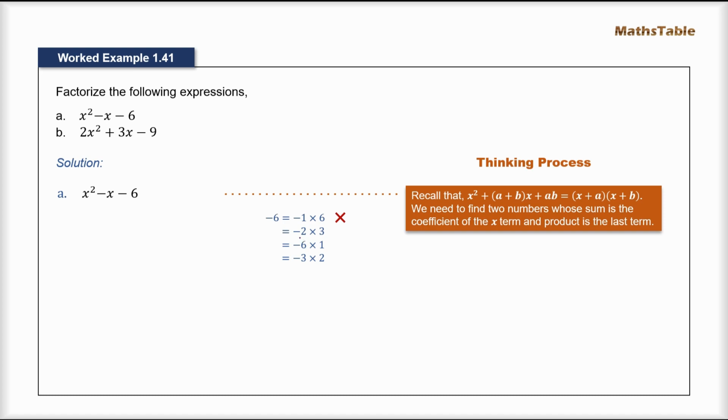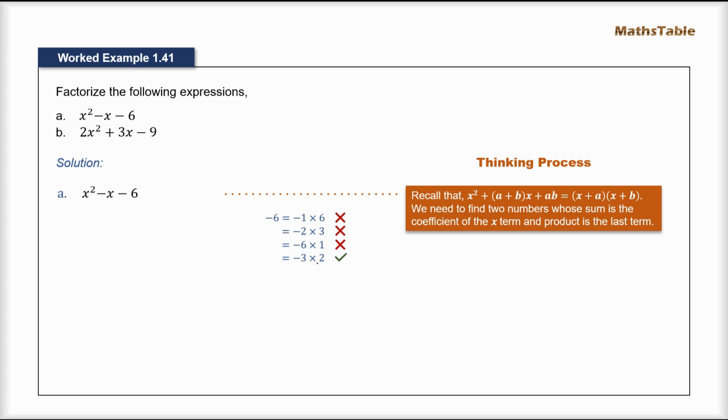In the second combination, minus 2 times 3 gives us minus 6. But when we add minus 2 and plus 3 together, they give us plus 1, whereas we needed minus 1. So this combination will also be rejected. In the third combination, we get minus 6 plus 1, minus 5. Still inapplicable here. And in the last combination, minus 3 plus 2 gives us minus 1, which is what we require. So this combination actually fits both of our requirements.